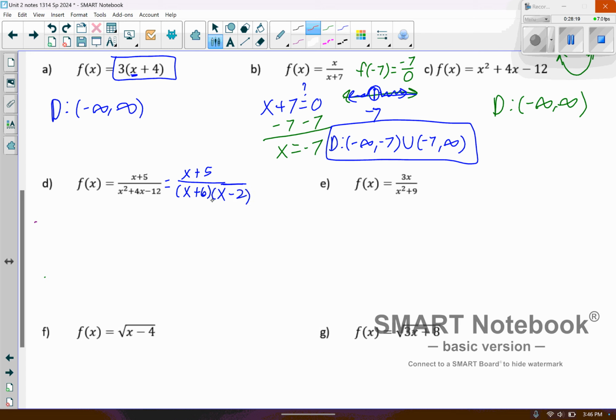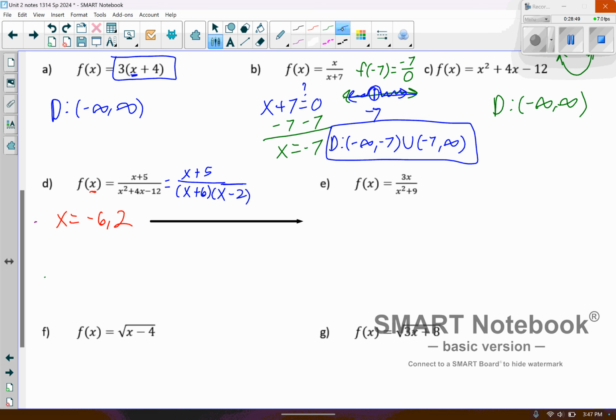The two values that would cause your function to be undefined would be x equals -6 or +2. Those are the values that if you plug in for x, are going to make your denominator equal 0, which then makes your function undefined. All right, so once again, it might help to make a little number line to visualize this.